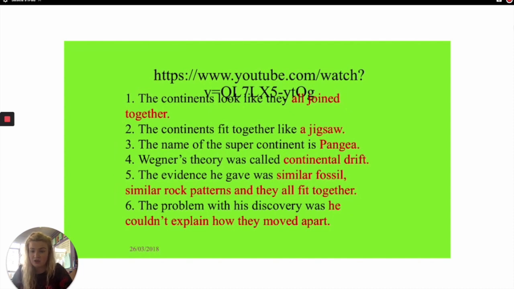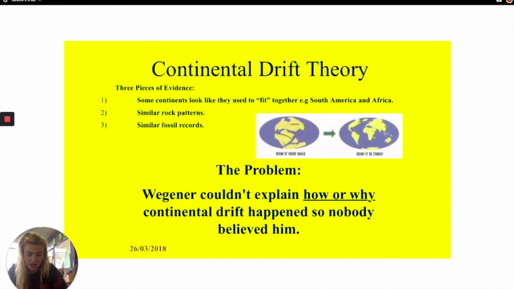When you're saying similar fossils, he found similar fossils on different continents, okay? Similar rocks on different continents, especially animals that didn't have the ability to swim, but he found them on different continents with oceans in the middle. The problem with his discovery is he couldn't explain how they moved apart, okay? That wouldn't come until quite later.